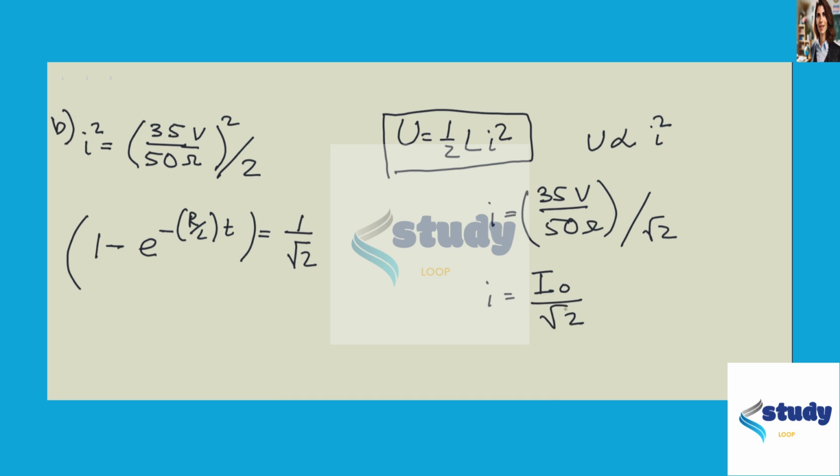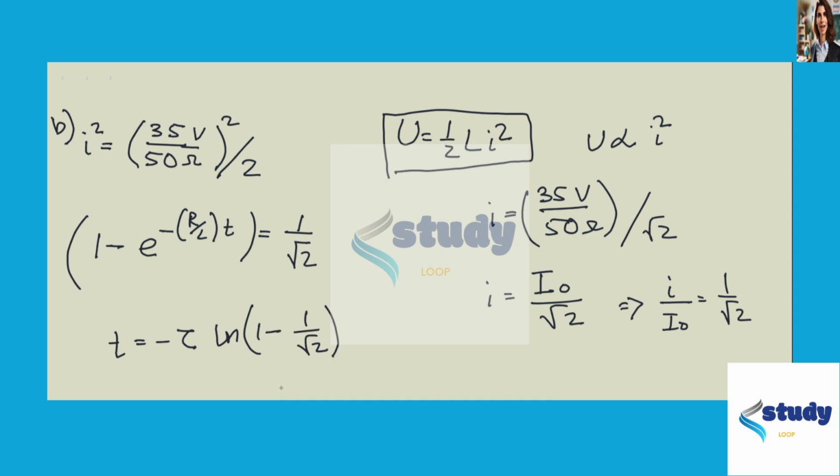And now we know that I by I naught is equal to 1 by square root of 2. So previously we had I by I naught equal to half. Now we have I by I naught is equal to 1 by square root of 2. So we can now carry forward the same calculation like we did before, but instead of half, we have 1 by square root of 2. So now if we solve this, we'll see that t is equal to negative tau log base e 1 minus 1 by square root of 2.